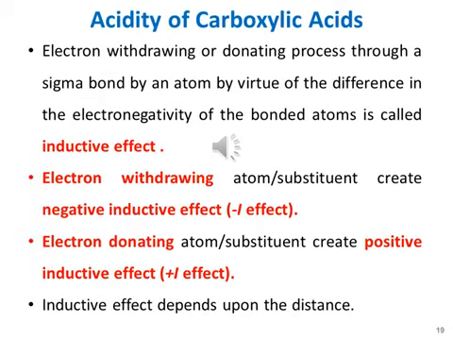Electron withdrawing or donating through a sigma bond by an atom, by virtue of the difference in the electronegativity of the bonded atom, is called inductive effect. Inductive effect is of two types. Electron withdrawing atoms of the substituent create the negative inductive effect, which is mostly written as the minus I effect, and the electron donating atoms or substituents create the positive inductive effect, which is mostly written as the plus I effect.